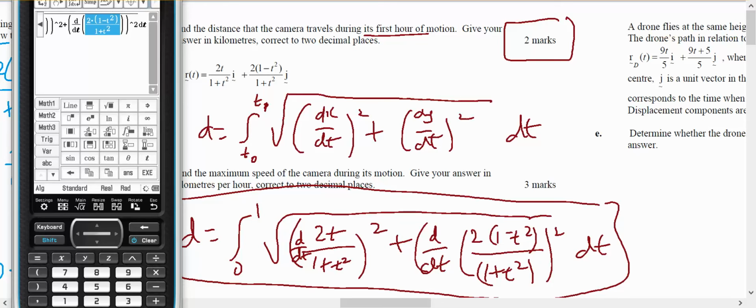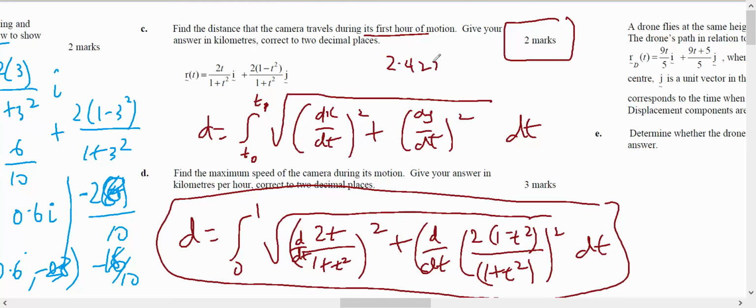When I press enter here, I get an answer of 2.42. So that's 2.42 to 2 decimal places. Get into the habit of writing 2.422, therefore roughly equals 2.42, the distance, kilometres in this particular case.